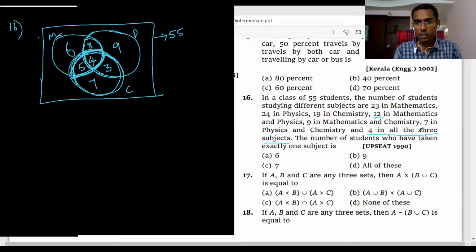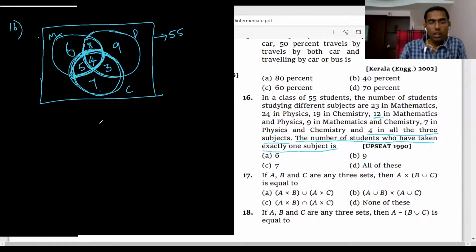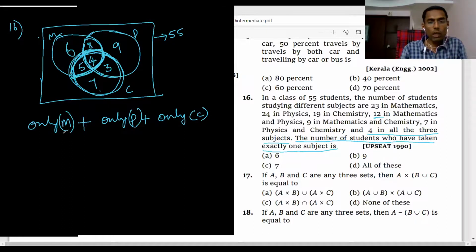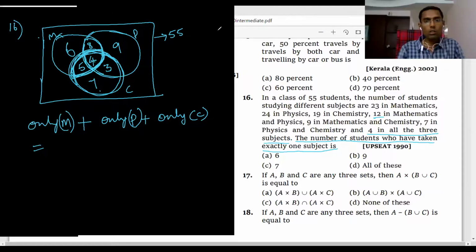Now your question is what? The number of students who have taken exactly one subject. Exactly one subject means what? Only math, or only physics, or only chemistry. You understand? So your question is the number of students who have taken exactly one subject.